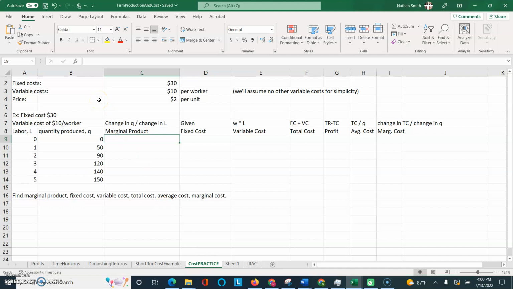So this is an example where you have a firm, and I've given us some introductory data, and we want to just basically practice with determining all the measures of cost and profits that we've learned so far.